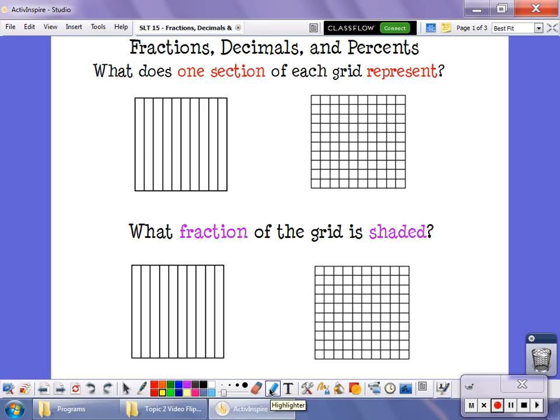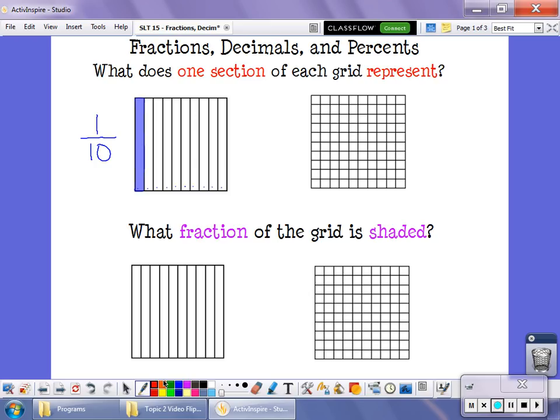If I were to look at this picture here on the left, my question says, what does one section of each grid represent? So if I were to take one section of this grid and color it blue, I have one section out of 1, 2, 3, 4, 5, 6, 7, 8, 9, 10 total parts. So one section of this grid is 1/10 of my whole shape.